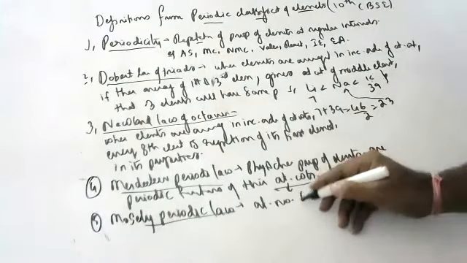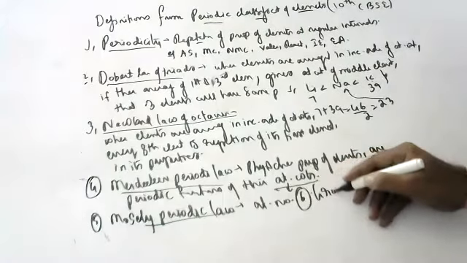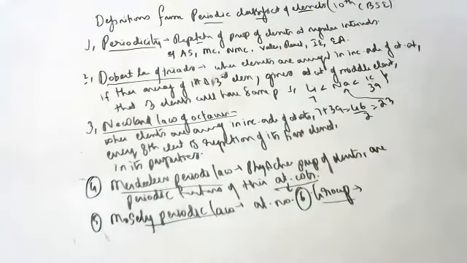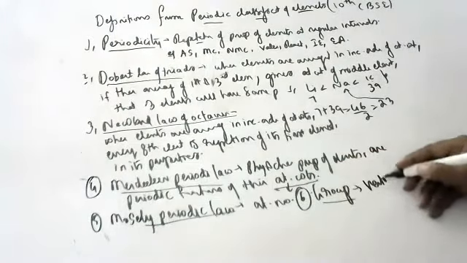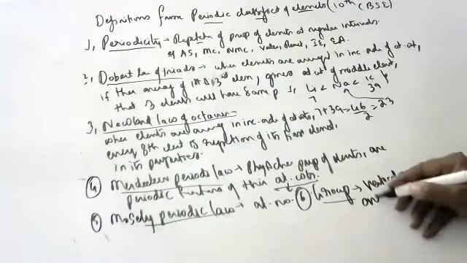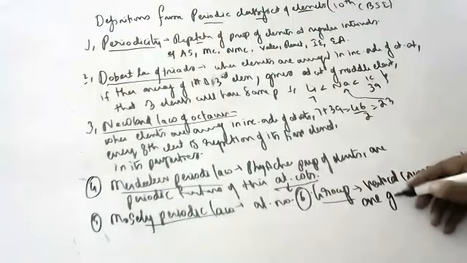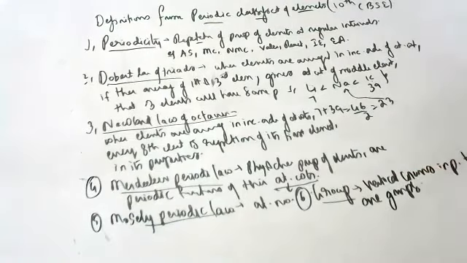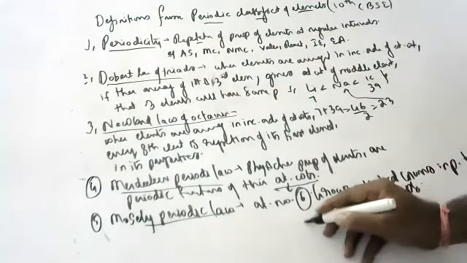Okay, children, next. What is a group? Definition. Vertical columns in the periodic table are called groups.